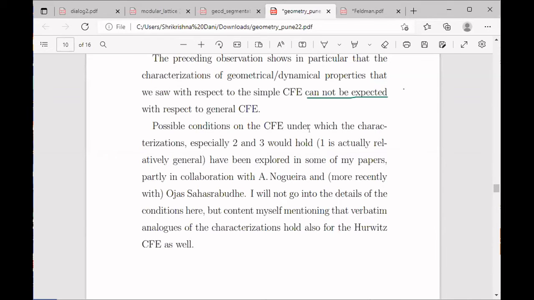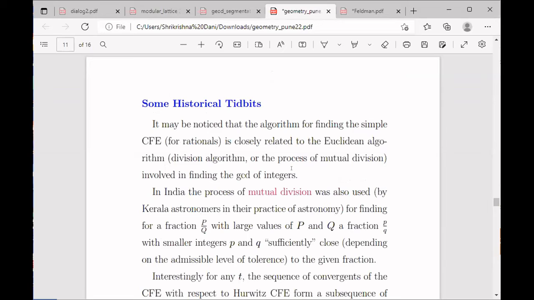So far, at least, we have the simple CFE, we have the Hurwitz continued fraction expansion. Those are the simple things that you can remember, but in the background there are also many continued fraction expansions that are lurking, and you can ask questions about them as well. So that's the picture. Now, before I go back to geometry, here are some historical tidbits I would like to mention.